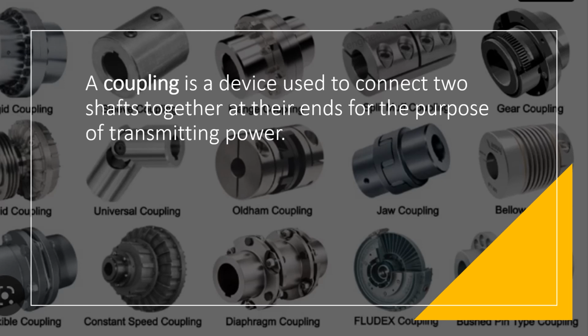The rotational power from the driver shaft, a motor, is there. It is the driver. Electric current is given to it and the shaft is rotating. It needs to rotate the pump or a generator or any other driven body. So to transfer the rotating power from the driver to the driven part, the medium which connects between the driver and driven is called a coupling. A coupling is a device used to connect two shafts together at their ends for the purpose of transmitting power.